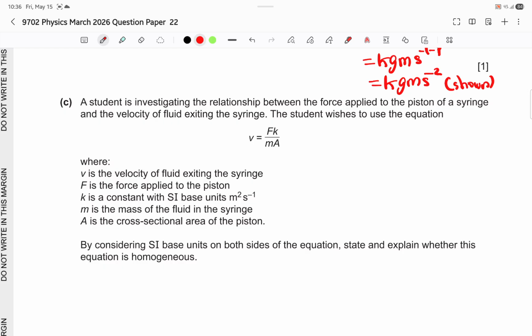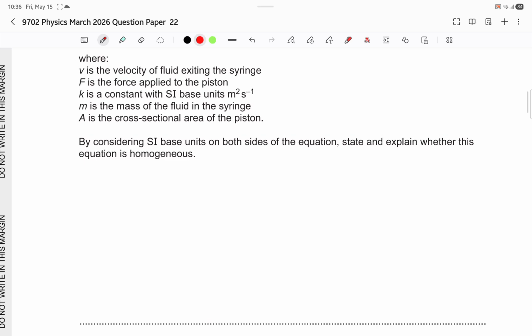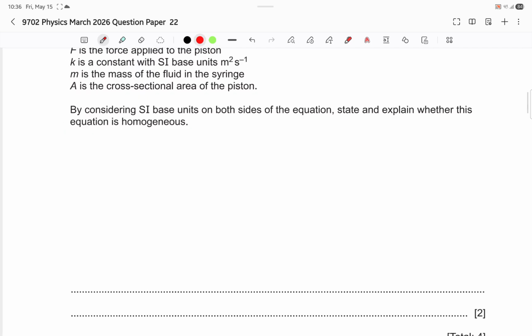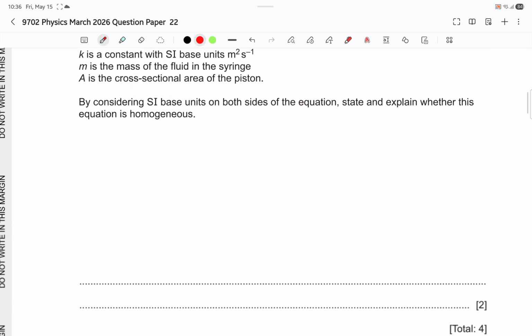Now, a student is investigating the relationship between the force applied to the piston of a syringe and the velocity of fluid exiting the syringe. The student wishes to use the equation V equals F k by M a, where V is the velocity, F is the force, k is the constant, M is the mass of the fluid, and A is the cross-section area. By considering SI base units on both sides of the equation, state and explain whether this equation is homogeneous. Homogeneous means that if we equate the SI base units on both sides, they should match.